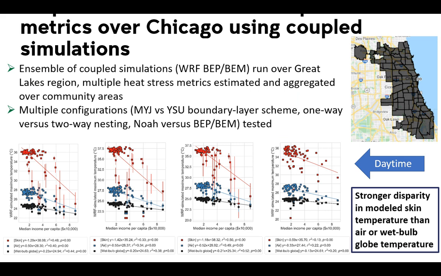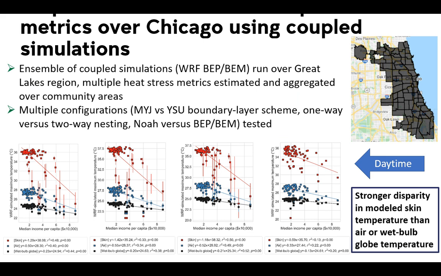So the previous analysis was using uncoupled simulations. We did bias correct it against observations, but there are a lot of potential issues with using uncoupled simulations. So in a different study, we actually ran ensembles of coupled simulations using the WRF-BEM model over the Great Lakes region, and then tried to understand the disparity of these different metrics over community areas in Chicago. We also considered multiple configurations, including different boundary layer schemes, one-way versus two-way nesting, and different complexities of urban representation in the model. And as you can see from these plots, for the different configurations, for daytime, there is very strong consistency.